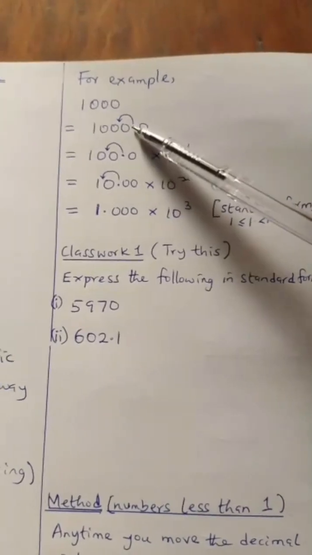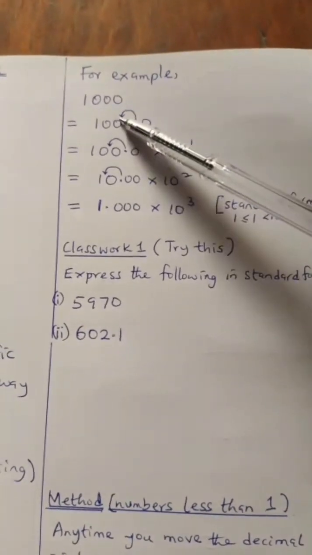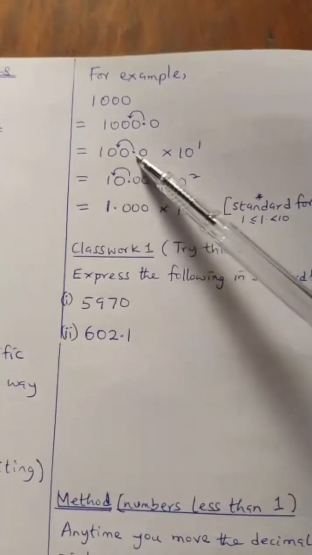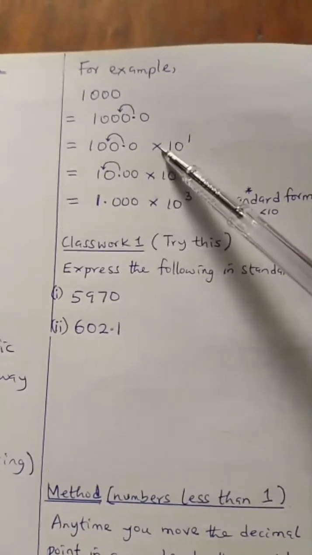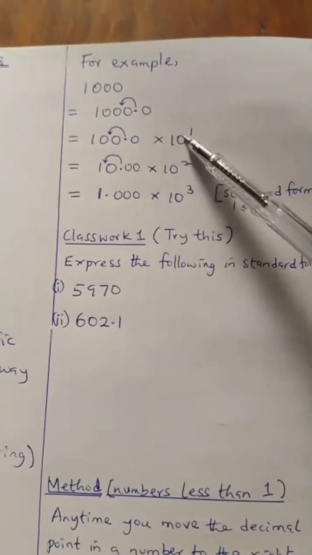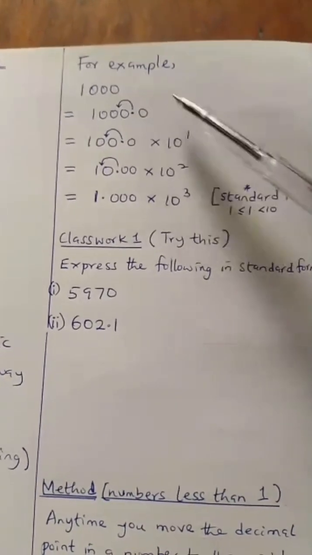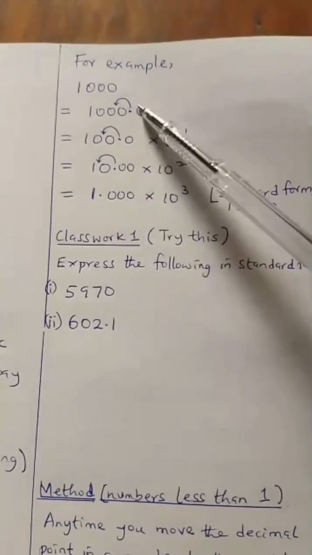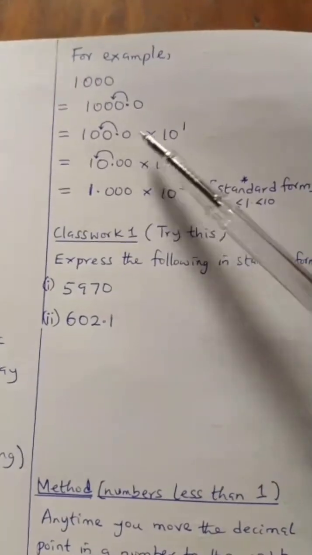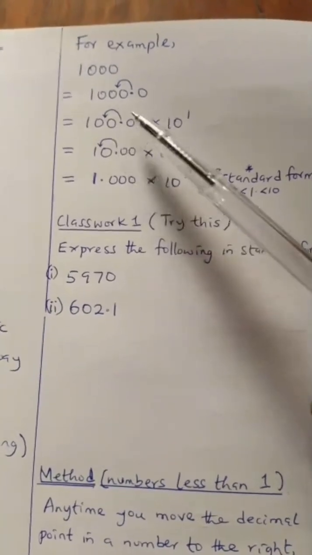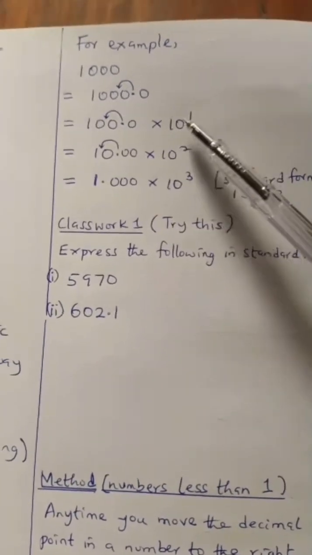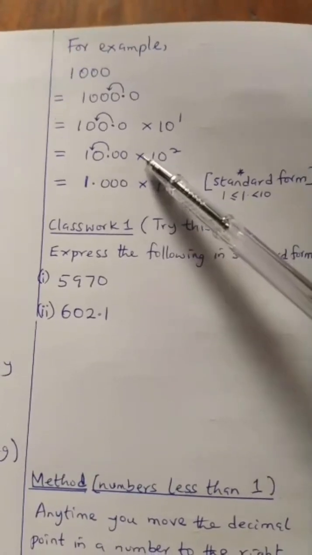So if we move the decimal point to the left, it becomes 100.0. So we have to compensate the original number by multiplying by 10. The number of times we moved it, once, multiply by 10. So 1,000.0 is the same as 100.0 times 10. If we move it again another time, it becomes 10.0. So that is times 10 to the power 2.